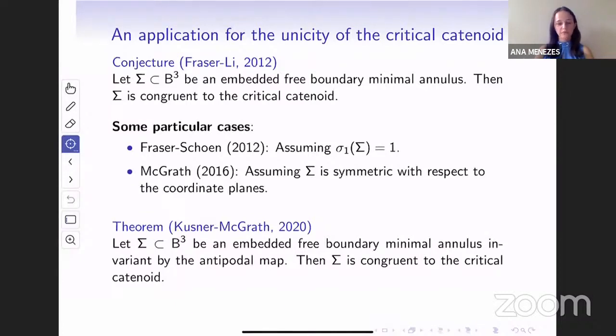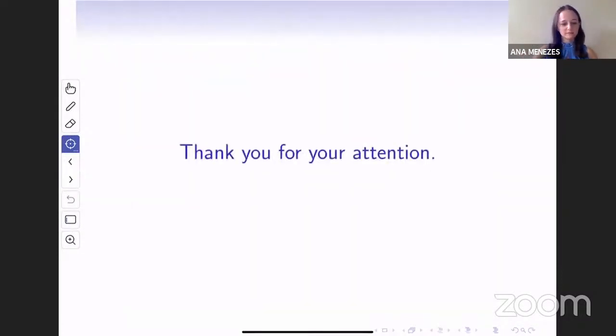So Vandes and I were very happy to see this application of the two-piece property. Okay, I think I will stop here. Thank you for your attention.